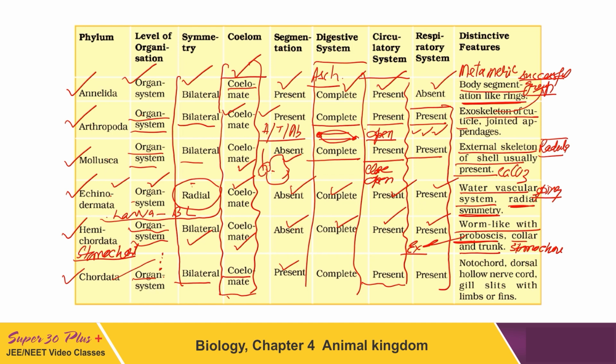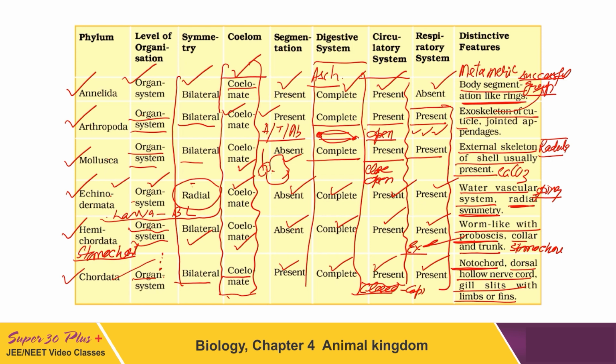Coelom and segmentation are present. The digestive system is complete. There is a closed circulatory system, that's why the capillaries are there. Respiration is by lungs. Notochord, dorsal hollow nerve cord, gill slits, and limbs and fins are present. These are some important characters of chordates.